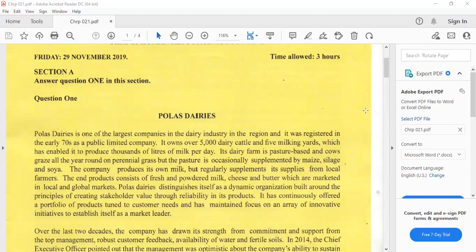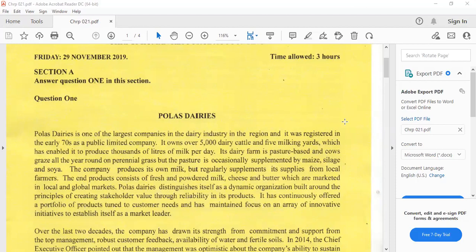Paula's Dairies distinguishes itself as a dynamic organization based around the principles of creating stakeholder value through reliability in its products. It has continuously offered a portfolio of products tuned to customer needs, and has maintained focus on an array of innovative initiatives to establish itself as a market leader.